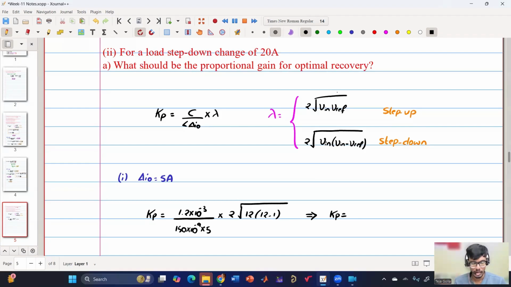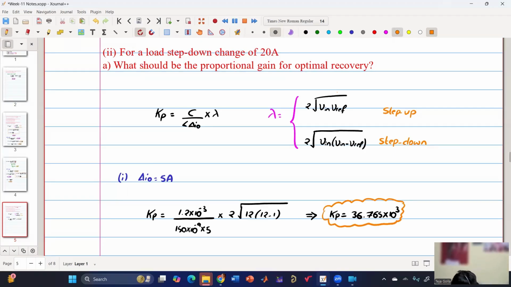So yeah, it can be huge, but let us see what we get: 1.2 into 10 to the power minus 3 by 150 into 10 to the power minus 9, into delta I naught, which is 5, into 2 into square root of 12 into 11. So it is coming very, very high, which is 36,765, so 36.765 into 10 to the power 4. Which is again a theoretical value. Practically we have to see whether this will create an issue or not.